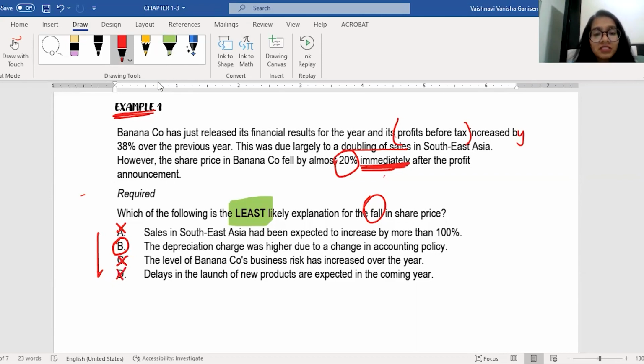Now, depreciation charge was higher. Yes, that is an answer, because if the depreciation charge is higher, the current year depreciation was higher, it will immediately affect the profit, right? So this is likely to be the answer. The others are not really the explanation, okay, because it will not immediately affect the share price.